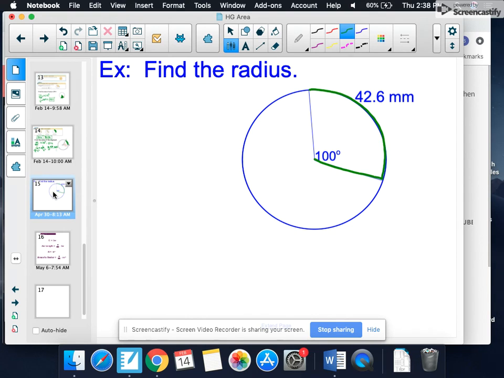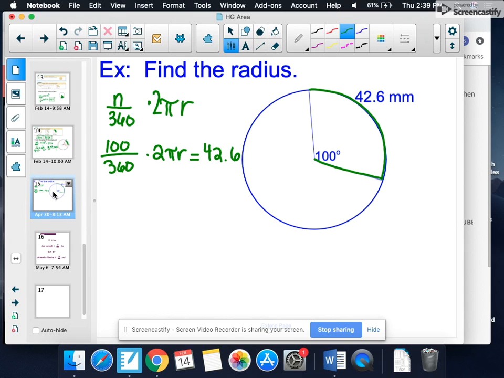So I'm going to use the arc length formula, which is my angle over 360 times pi times 2r. So I'm going to do 2r this time instead of diameter since I'm looking for the radius, not the diameter. So what we're going to do is we're going to plug in the degrees. So I've got 100 over 360 times 2 pi r, and that's going to equal my arc length, which is 42.6. So again, I'm just plugging those numbers into the formula.